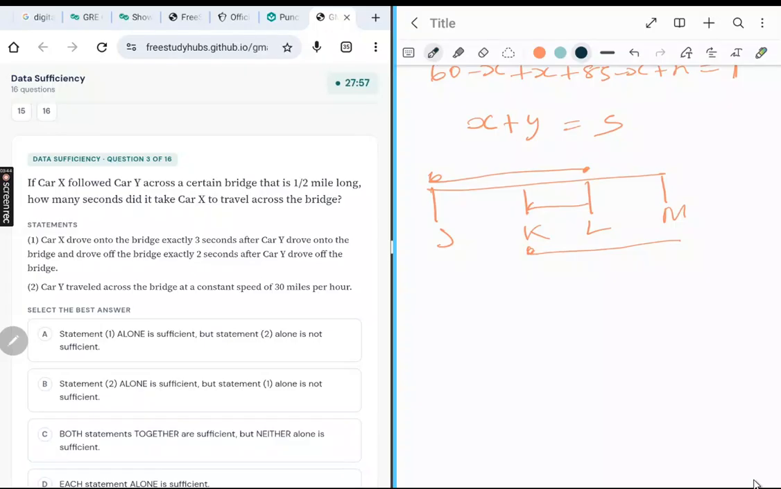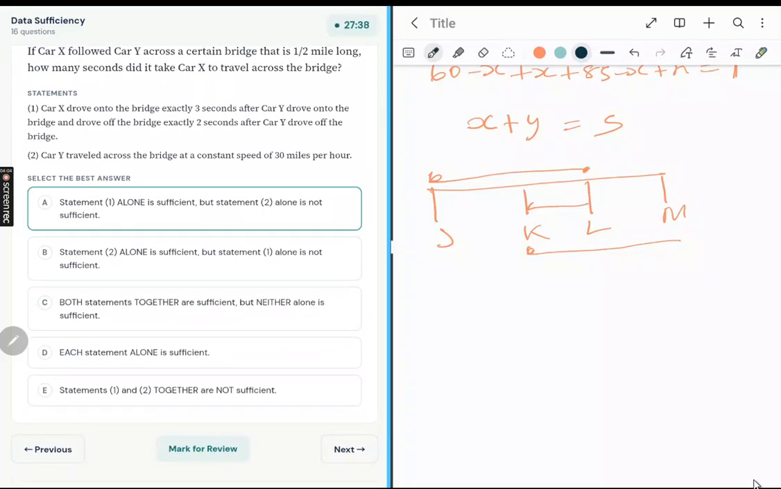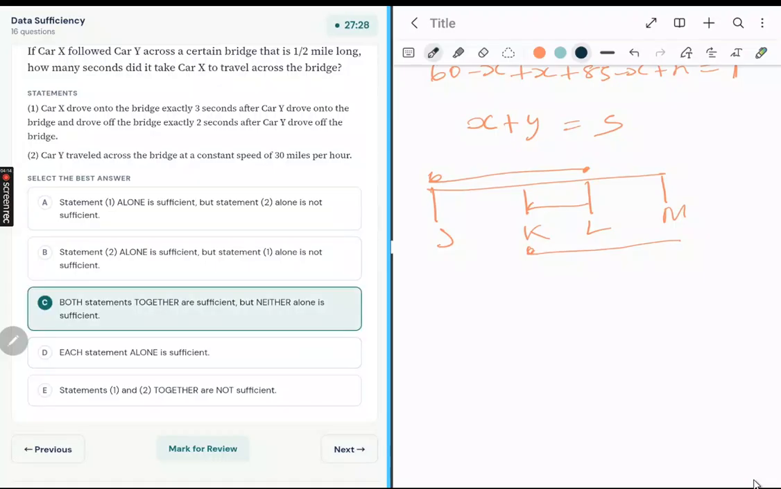Statement 2, can Y travel across the bridge at a constant speed of 30? So what is the time? Assuming we are looking for Y, statement 2 will have been sufficient, but it's not Y that we are looking for. We are looking for S. Both statements are not sufficient. But now, if we know from statement 2 the value of Y, and we combine it with the first statement, it is now sufficient. So we choose C.